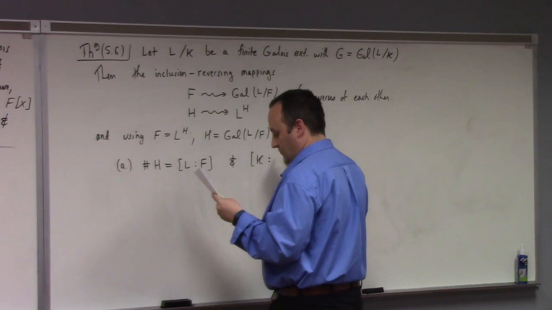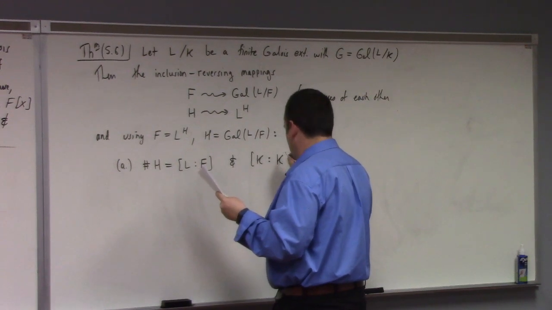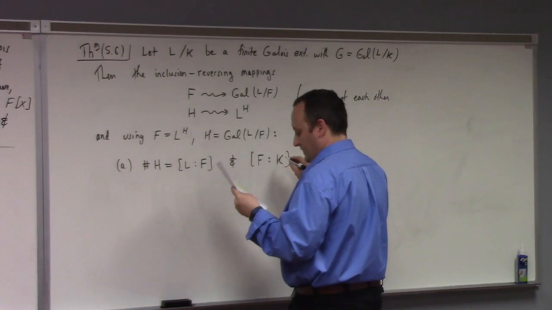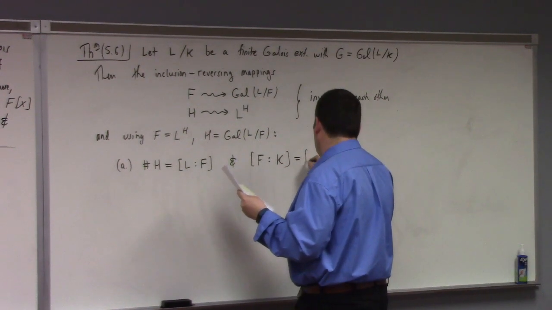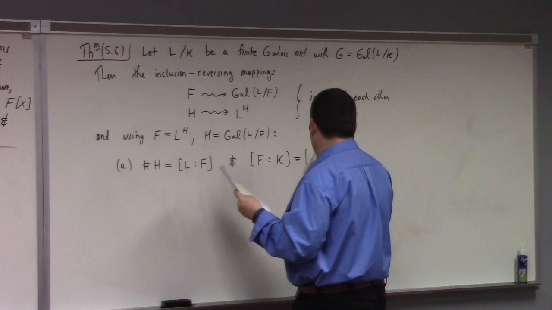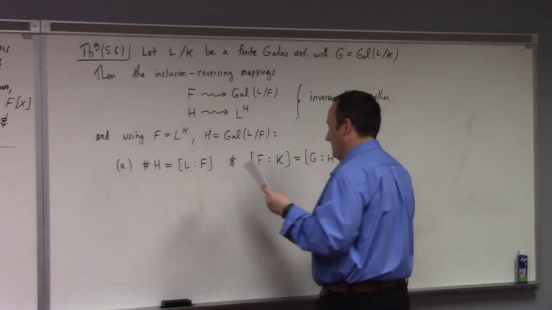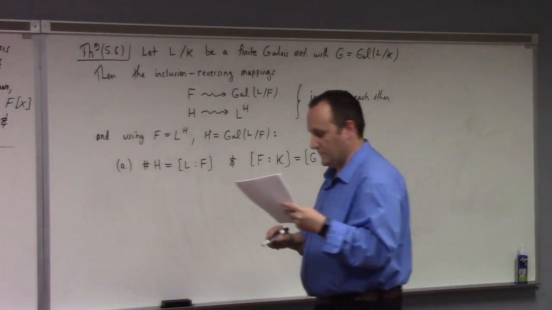Yep, the size, the order of the group. So then the size of F over K is equal to the degree of G over H. Oh, wait a minute. This is interesting. That's actually very interesting what this says.